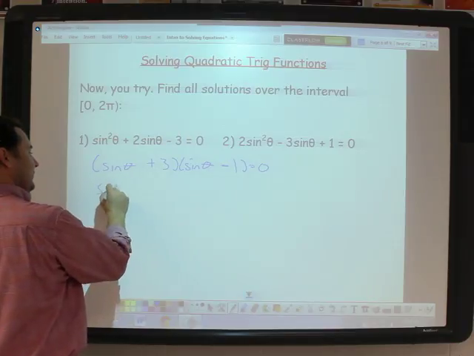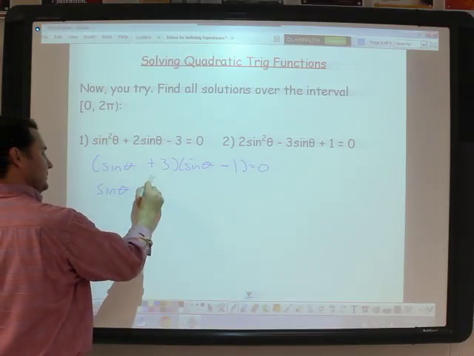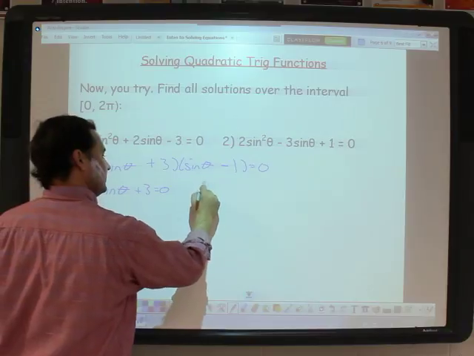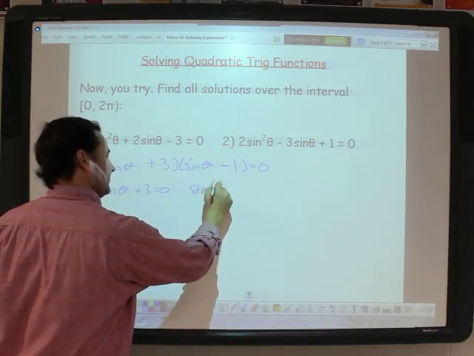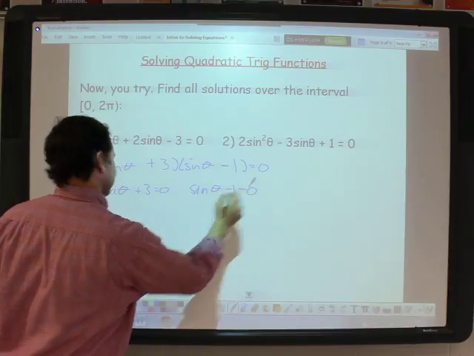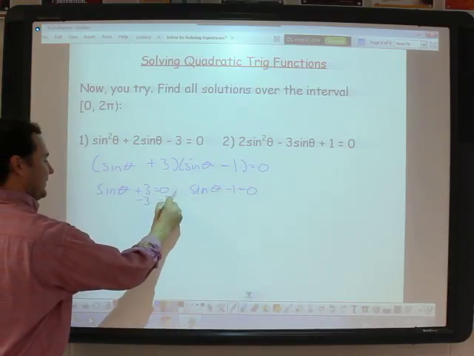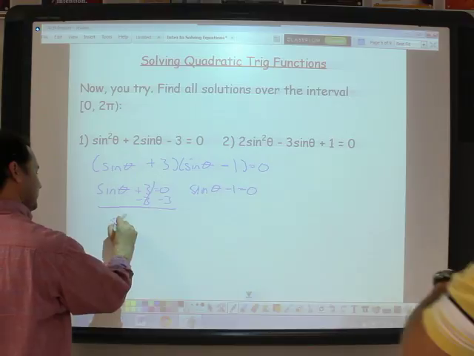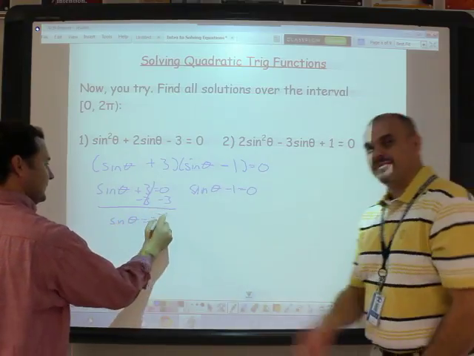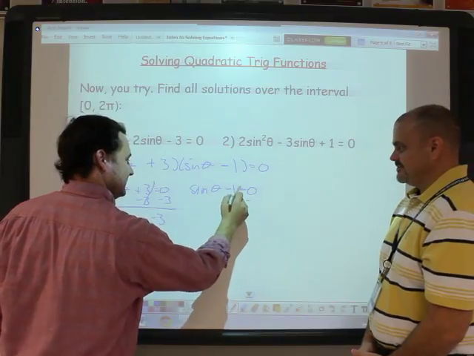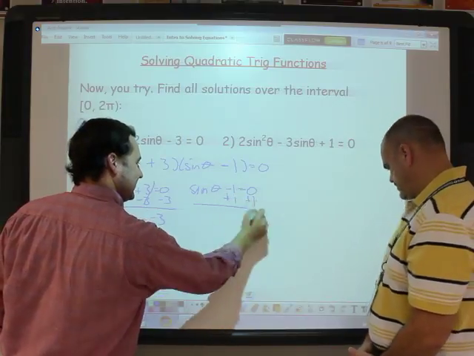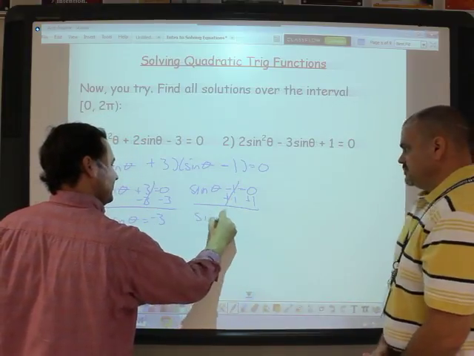So again, I set each factor equal to 0. Subtract 3 from each side. So sine is either -3 or a positive 1.